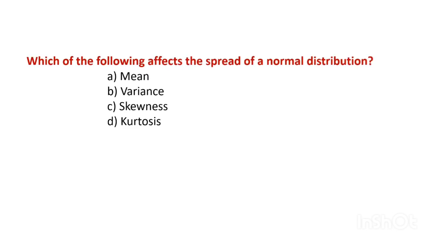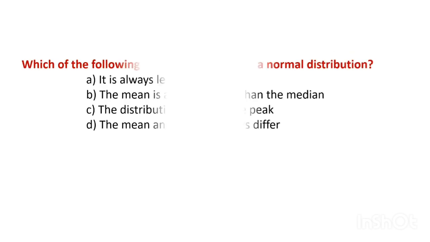Which of the following affects the spread of a normal distribution? Generally, the variance or standard deviation determines the spread of a normal distribution. A higher variance means a wider distribution, so the correct answer is option B.